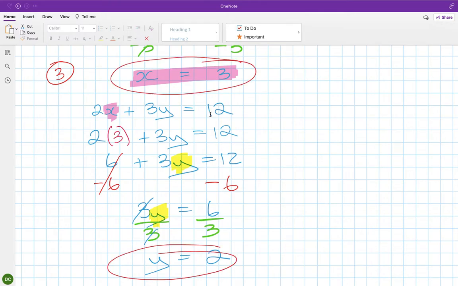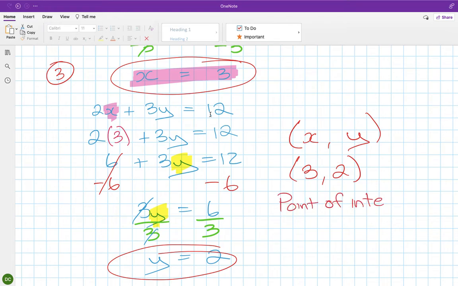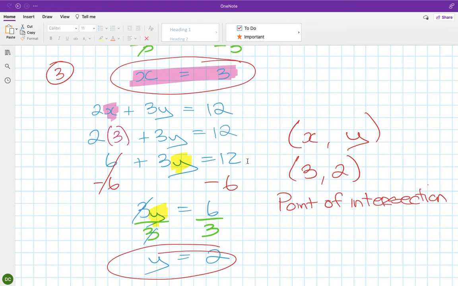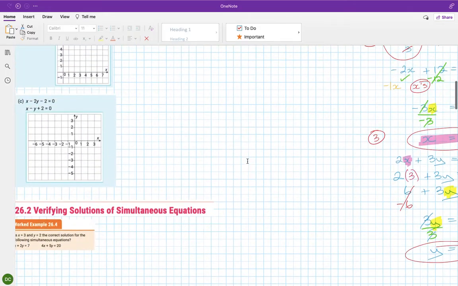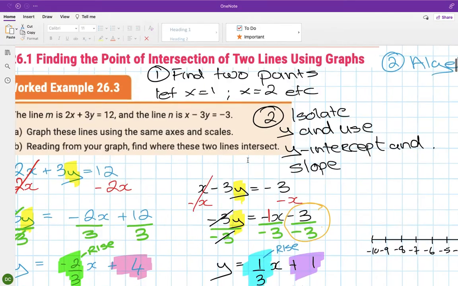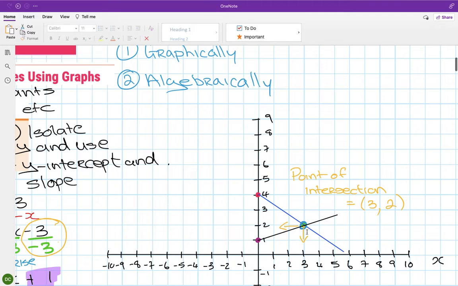So if you have a look, I'm after getting that x is 3 and y is 2. When you put them together, you always put the x first and the y second. So it becomes 3, 2 when you solve the simultaneous. And when you solve the simultaneous, what you're doing is getting a point of intersection. So the point of intersection of these two lines algebraically is 3, 2. And if I go back over here, when I did it graphically, I got 3, 2.